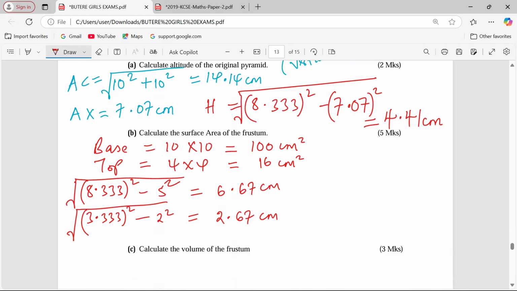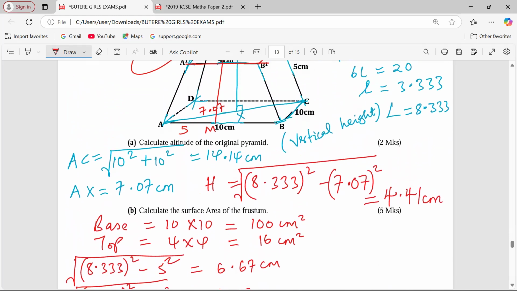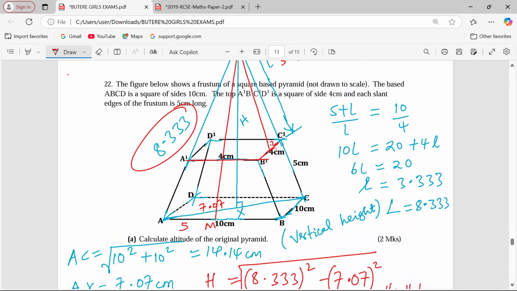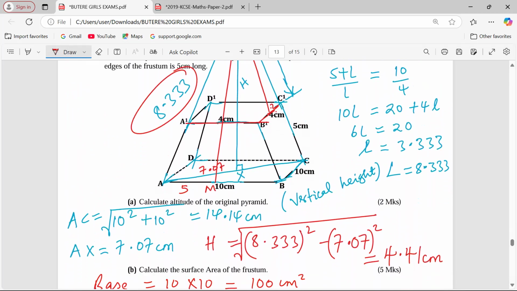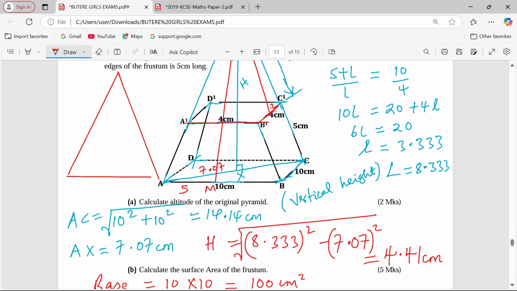Two options are here for us to get the area of the slanting edges of the pyramid. Let me show you what we have. The options that I'm talking about, I am supposed to display them here. We can talk about, we are having such a thing.